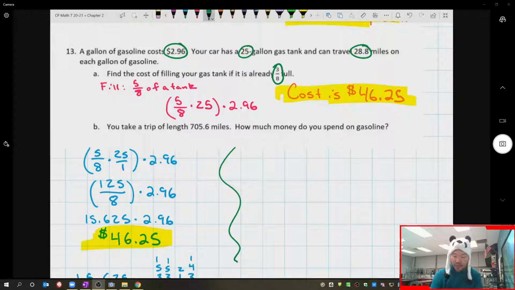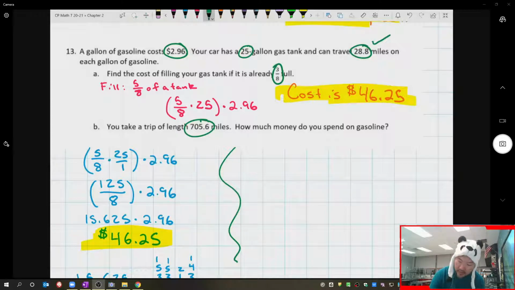Okay, so we have 705.6 miles. Now there was a number up here that we didn't use yet, and that's probably going to be key to this example. If we take a 705.6 mile trip, and each tank of gas can take us 28.8 miles, we can divide it into it to figure out how many gallons we need. Okay? Once we figure out the number of gallons, same as we did in the previous problem, we're going to go ahead and multiply by $2.96.